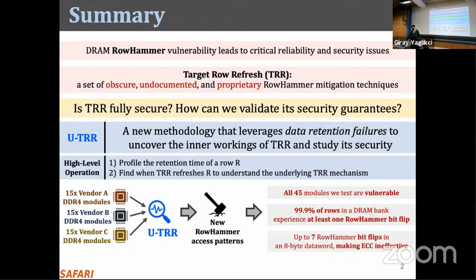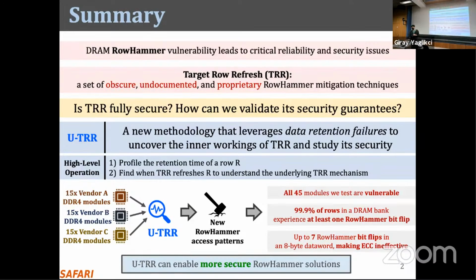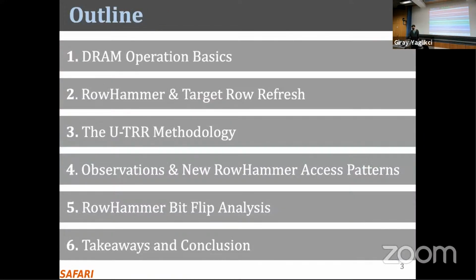Okay. And third, we observe that our access patterns cause up to 7 bit flips in an 8-byte data word. This is important because it makes ECC ineffective, and systems equipped with ECC are also susceptible to RowHammer attacks. This is simply because 7-bit flips is much more than what ECC can typically detect or correct. And we believe UTR will facilitate future research by leading to the development of more secure RowHammer protection mechanisms.